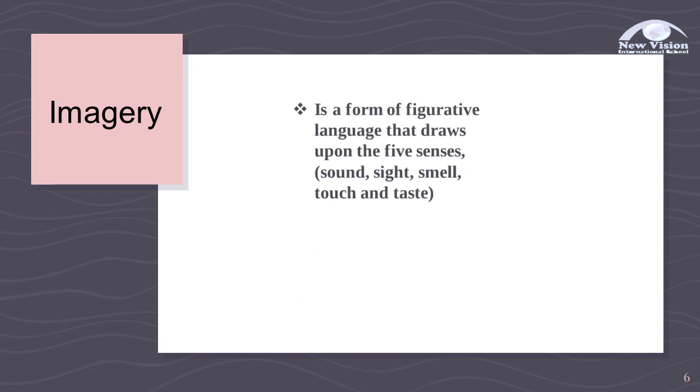So let's discuss one of the figurative languages that is used on the previous poems that we've read. It is your imagery. So what is imagery? It is a form of figurative language that draws upon the five senses: sound, sight, smell, touch, and taste. Now, when you analyze figurative language such as this imagery, you have to look for ways that it enhances your understanding of the poem's message or tone.